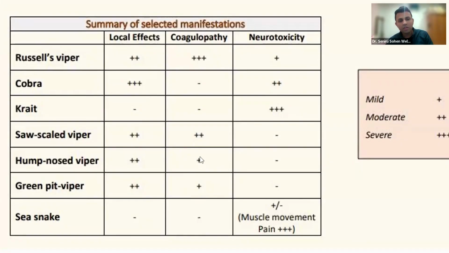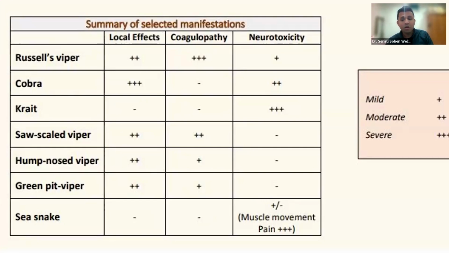and then with the saw-scaled viper, and then finally with the hump-nosed viper. So all of these can cause prolongation of the WBCT. And with respect to the local effects, the Russell's viper, saw-scaled viper, and the hump-nosed viper all can cause local effects. And if you're dealing with a sea snake, there won't be any local effects or coagulopathy. There will only be muscle problems leading to rhabdomyolysis. And this can manifest as neurological manifestation.